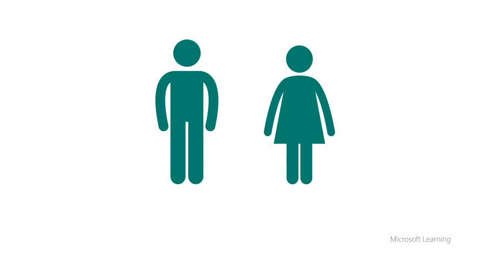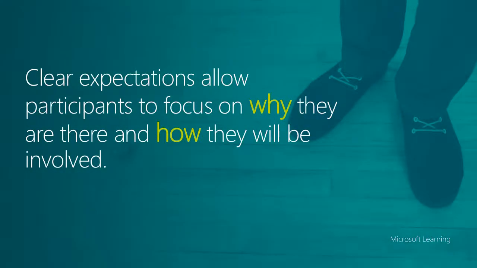An adult audience, when it comes to learning or even just a group environment or meeting of minds, still needs boundaries. And as the room facilitator, it is your job early on to establish those expectations and see to it that those expectations are followed through for the remaining time together. Clear expectations allow participants to focus on why they are there and how they will be involved, which helps to facilitate learning and engagement.